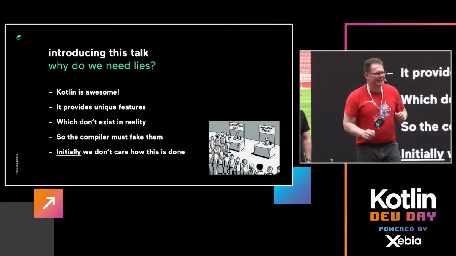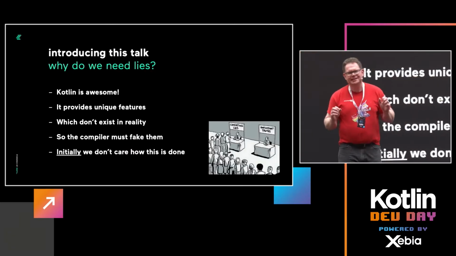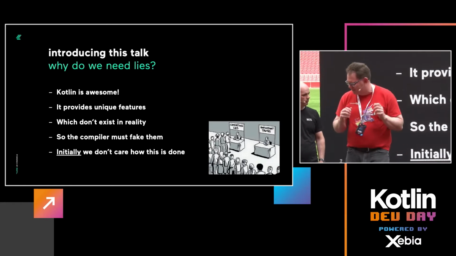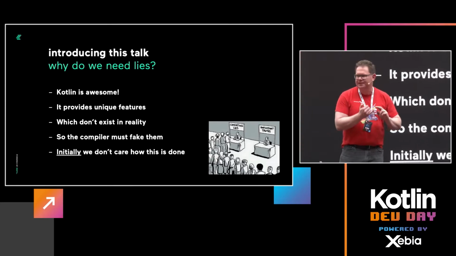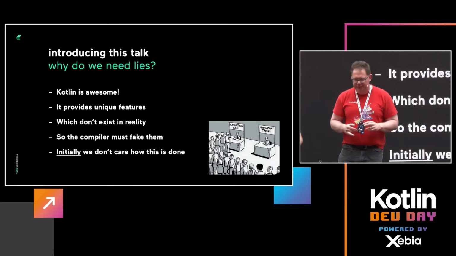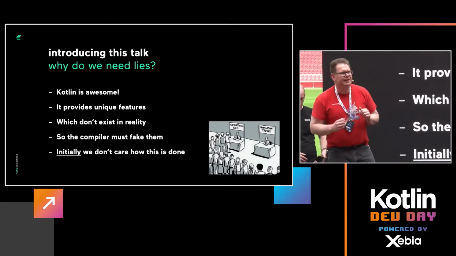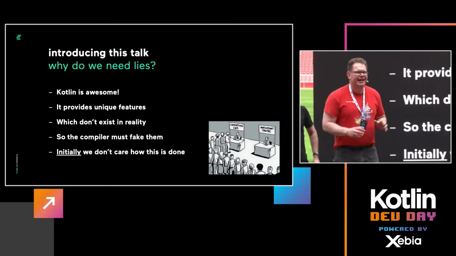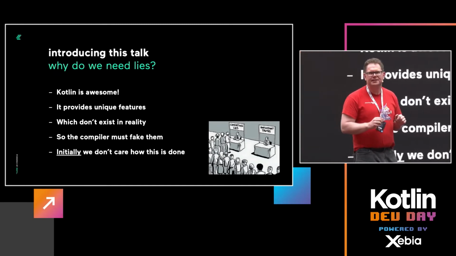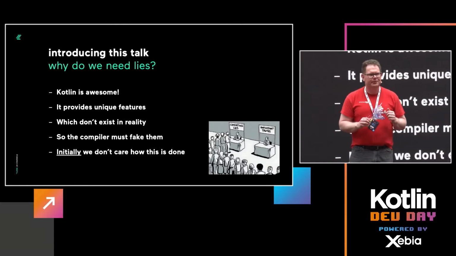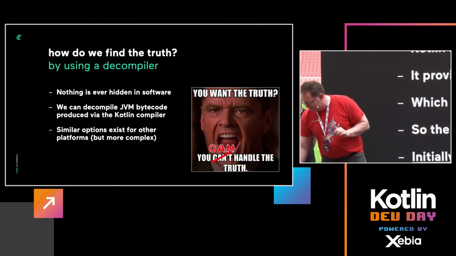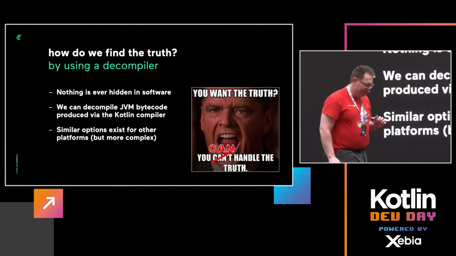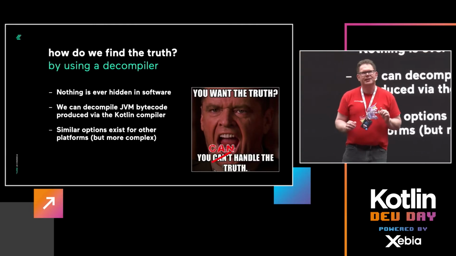So, why do we need this talk? Kotlin is an awesome language. It gives us unique features, but these features don't exist in reality. They don't exist within the JVM. They don't exist in Node.js and so on. So the compiler has to fake them for us. And initially, we don't care how this is done. But whenever you get into worrying about performance or interoperability or something like that, then you definitely do care about how they're done. But fortunately, nothing is ever hidden in software.